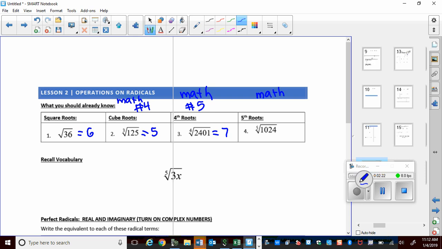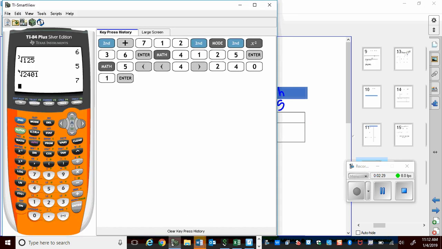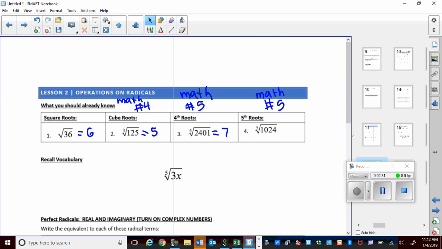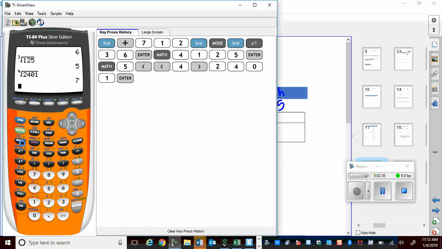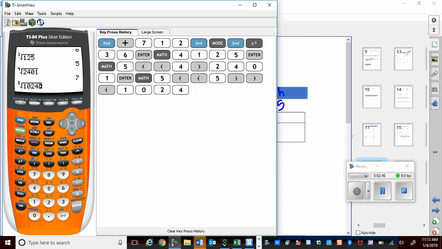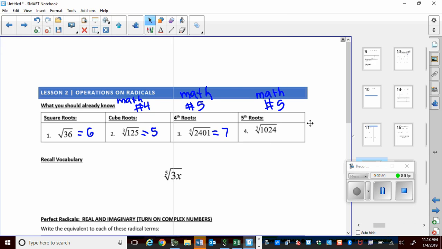I'm going to press math number 5. Make sure you're writing this down. Math number 5, and the number inside is 1024. So math number 5, this is a fifth root radical, so I press 5 here. And inside of the radical, I have 1024. Enter, and that equals 4.